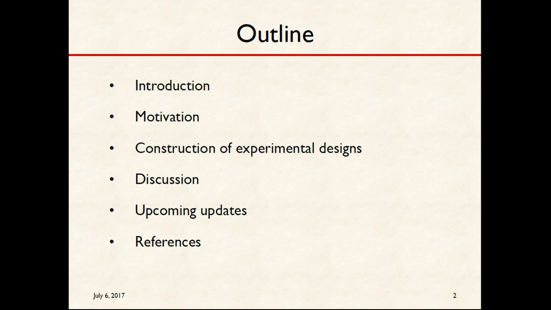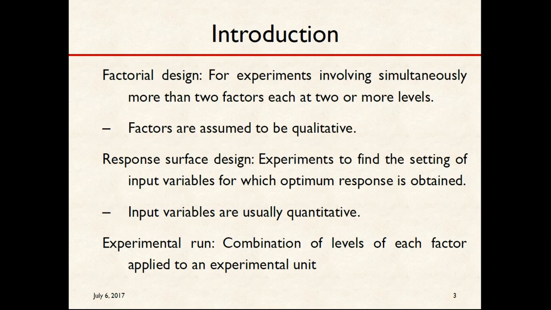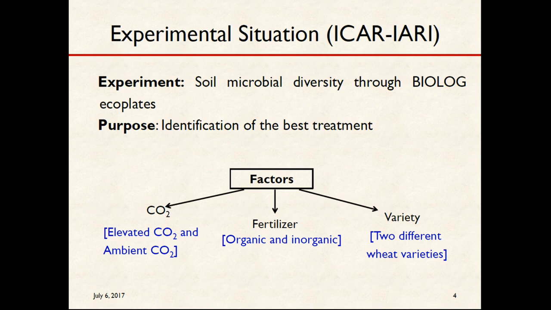So this is the outline of my presentation right now. As we know, in design of experiments, factorial experiments target testing of hypotheses, where usually the factors are qualitative. We take levels there. And when we talk about response surface designs, they usually focus on estimation and optimization. So the factors are usually quantitative in nature, and there are experimental runs. So the main motivation is from my neighboring institute, Indian Agricultural Research Institute.